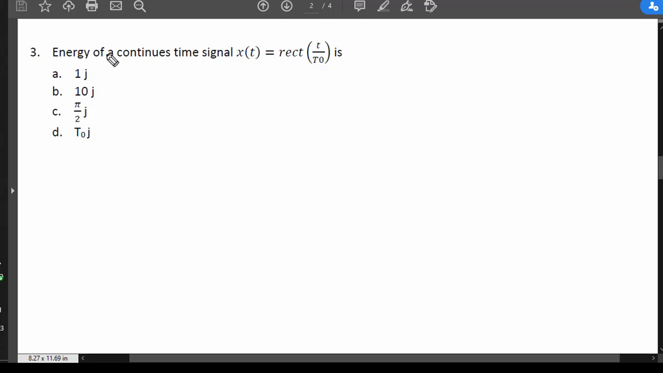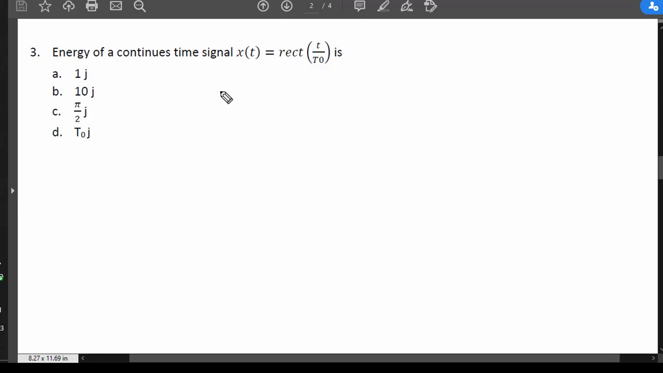The third question says: the energy of a continuous time signal x of t equal to RECT of t by t naught is option A, 1 joule; option B, 10 joule; option C, pi by 2 joule; option D, t naught joule. So what is the equation to find the energy of a signal? It's easy. Given a signal, you square the signal and integrate it over the signal's time duration.